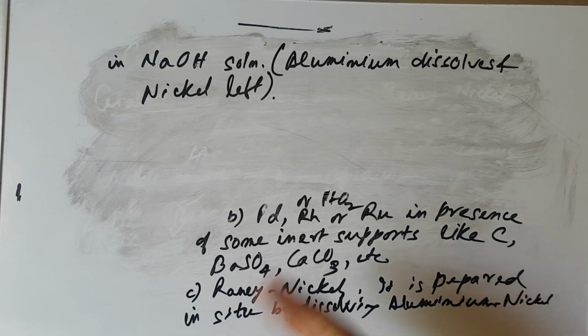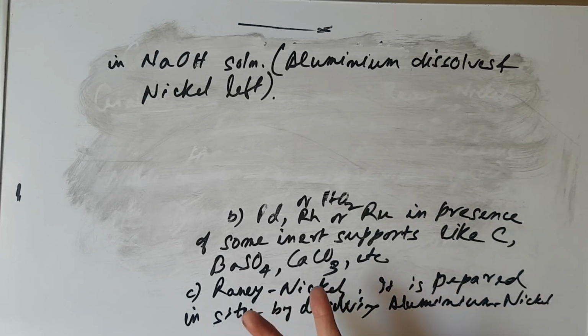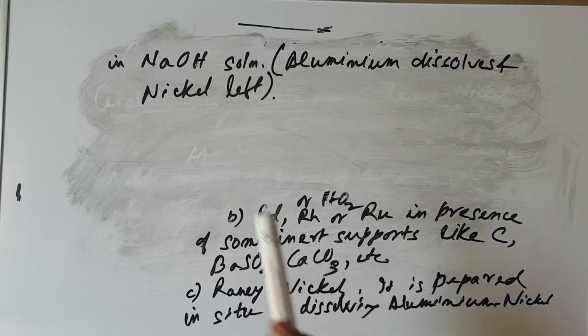So this is also one of the methods. For the catalysts used, we have two types. One is platinum in the finely divided form without any support, and the second is palladium, ruthenium, rhodium in presence of some inert supports like carbon, barium sulfate, etc. In the case of Raney nickel, it is prepared by using aluminum nickel alloy in sodium hydroxide solution. Aluminum dissolves and nickel is left out. So this nickel is used.